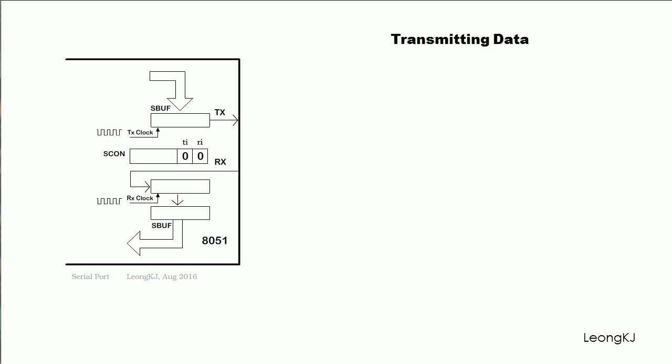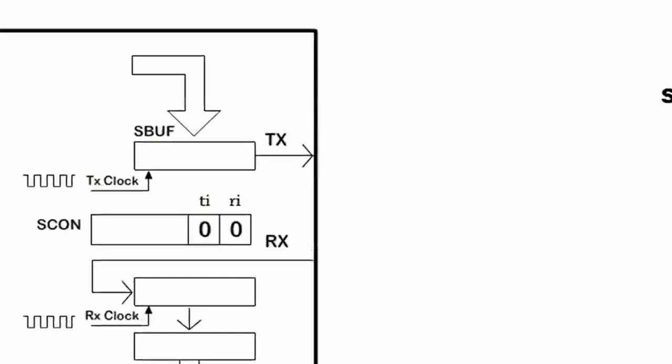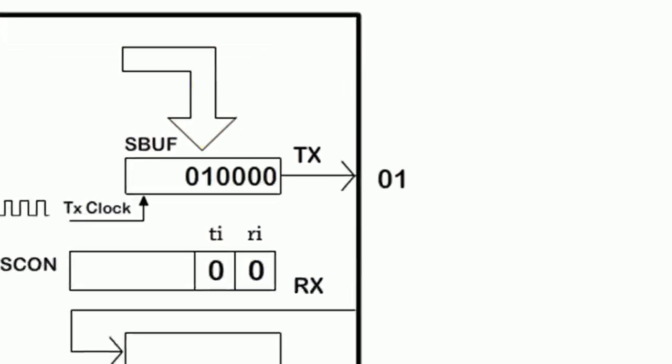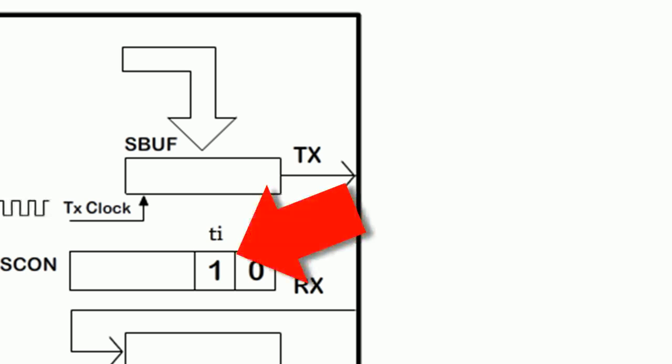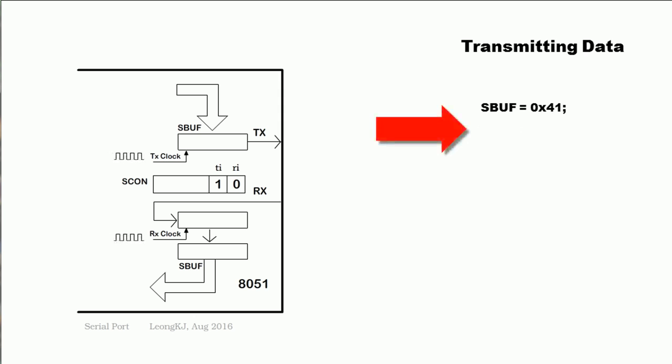To transmit data, simply write an instruction to equate SBUF with a data. After transmission is completed, the TI flag can be cleared by equating TI to 0.